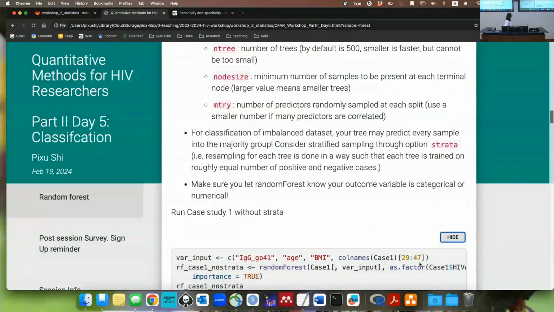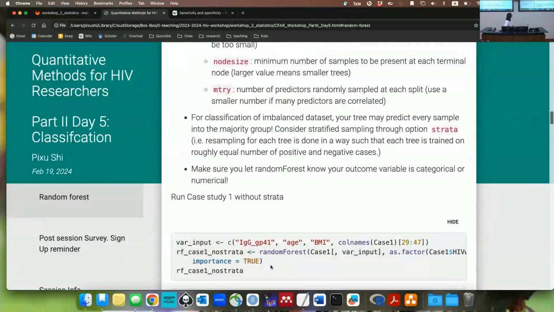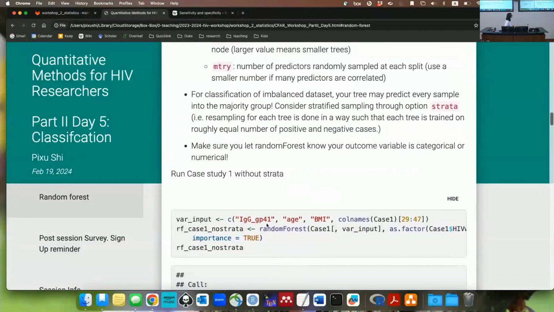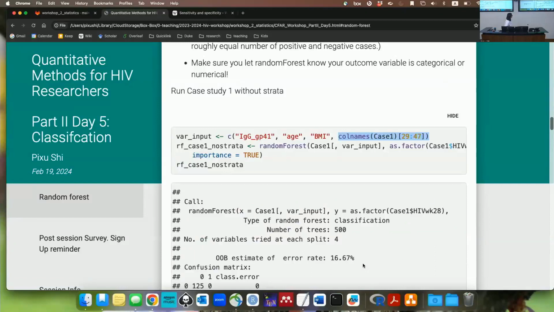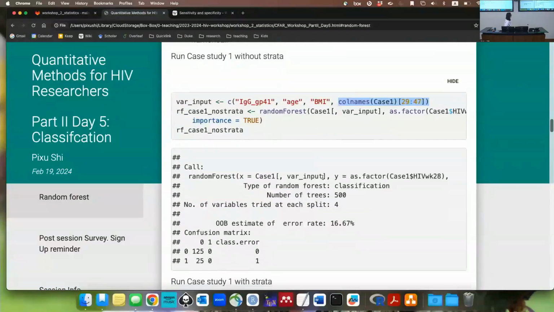I have the code for running random forest without stratified sampling. In this specific case, I'm using these 3 variables plus all of the behavior risk variables to predict the infection outcome. This is like 30-something predictors. And you can see that for all of them, the forest is predicting them to be uninfected.